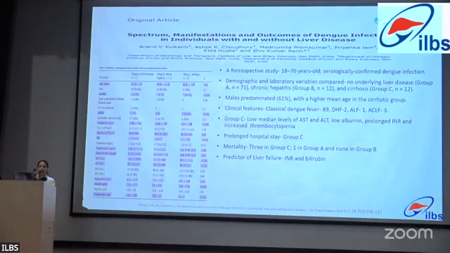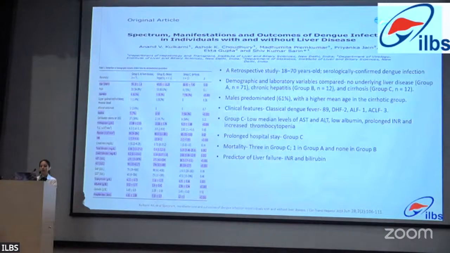This is a study conducted at ILBS by Kulkarni V in 2015. Males accounted for 61% of the study population and mean age was significantly higher in group C. In this study, the patients were divided into 3 groups: Group A with no underlying liver disease, Group B with chronic hepatitis, and Group C with cirrhosis. The clinical features observed were classical dengue fever in 89 patients, dengue hemorrhagic fever in 2 patients, acute liver failure in 1 patient, and ACLF in 3 patients.